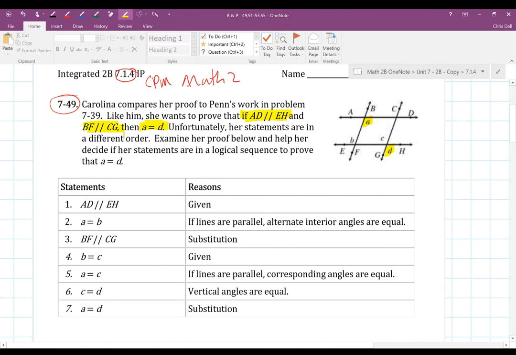So it says, unfortunately, her statements are in a different order. Examine her proof below and help her decide if her statements are in logical sequence to prove that. So let's see what we got. Our first statement is AD is parallel to EF, right? So if I look at my image here, there's AD and EH, right? So those are parallel lines, and that's because of given, which is true.